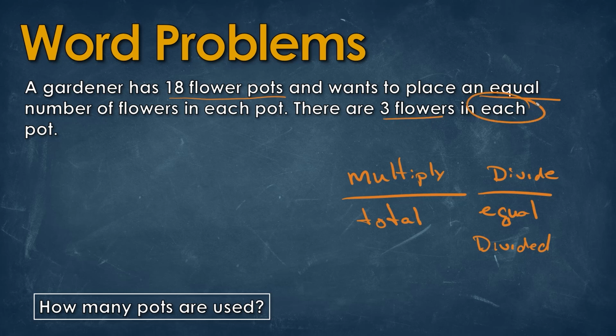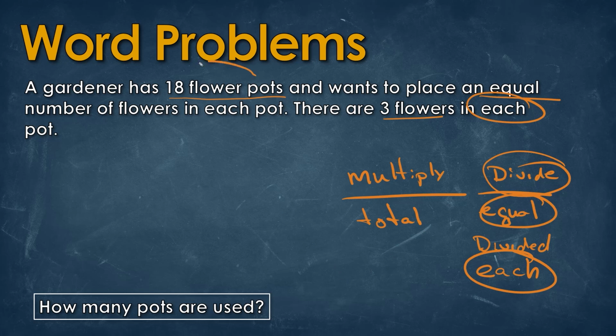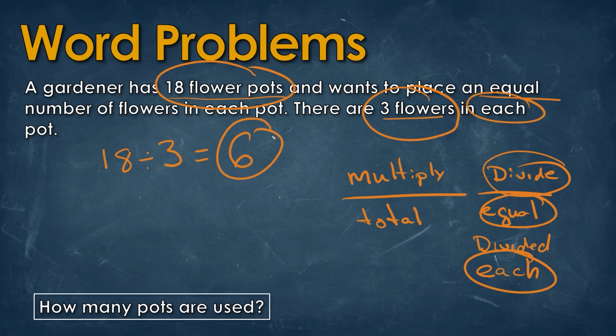Now another word for division that makes it easier is that word each. So we have 2 words. We have equal, we have each, so we know we're going to divide. We have a total of 18, looks like 3 flowers per pot. So we can do 18 divided by 3. And if we use our multiplication table, we know that that answer is 6.